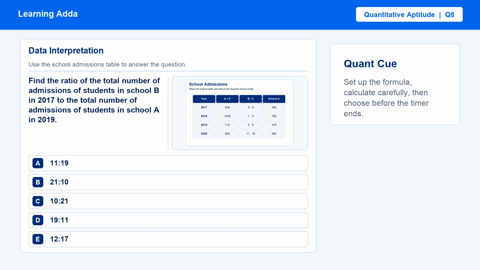Question 8. Find the ratio of the total number of admissions of students in School B in 2017 to the total number of admissions of students in School A in 2019. Option A, 11:19. Option B, 21:10. Option C, 10:21. Option D, 19:11. Option E, 12:17. The timer starts now.